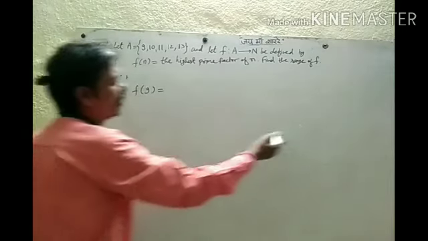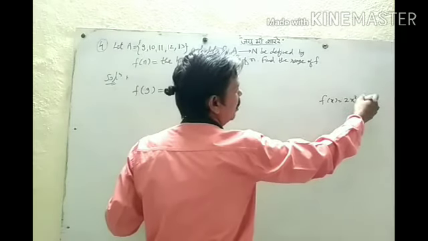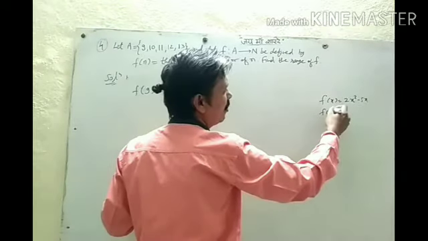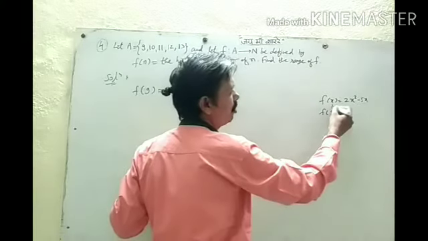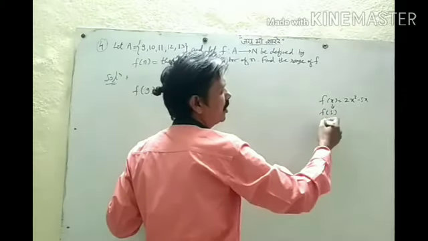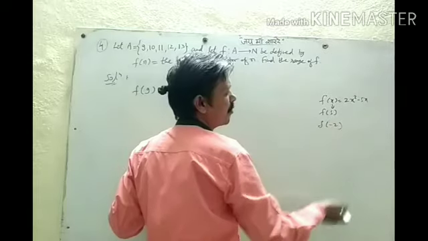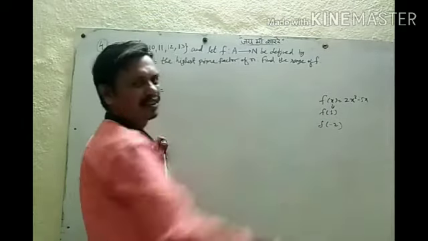If any function is given, say f of x equal to 2x square minus 5x, and we need the value of f of 1, what will we do? We will just replace x by 1, and we get the value of f of 1. If we need the value of f of minus 2, just replace x by minus 2. This we have seen in class 9th.